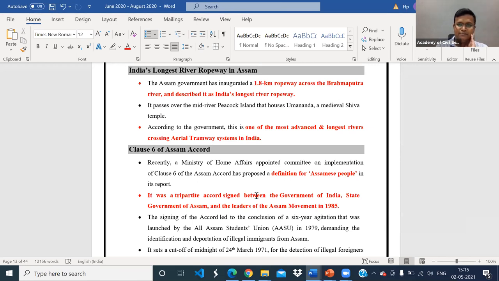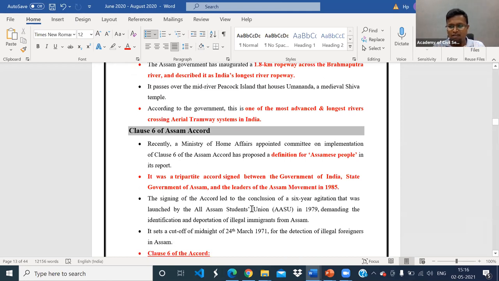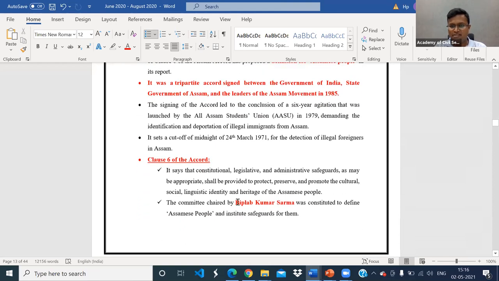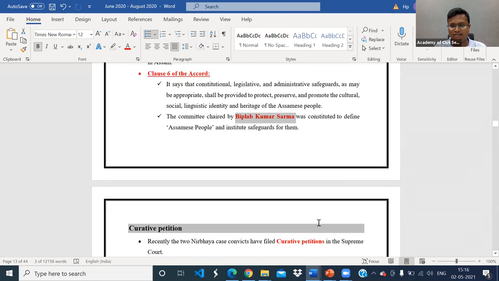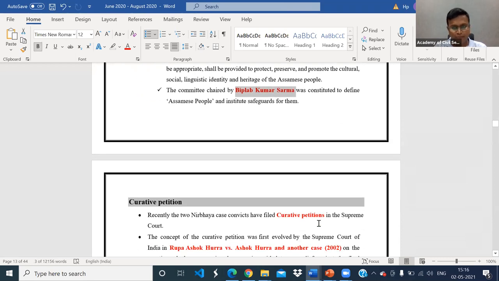The Ministry of Home Affairs appointed a committee on implementation of Clause 6 of the Assam Accord, and the committee has proposed a definition of Assamese people. Clause 6 specifically says that the culture, literature and language of Assamese people will be protected under the Assam Accord. That is Clause 6. Then how to protect it? The Biplab Kumar Sharma Committee was recently constituted by the Government of India.